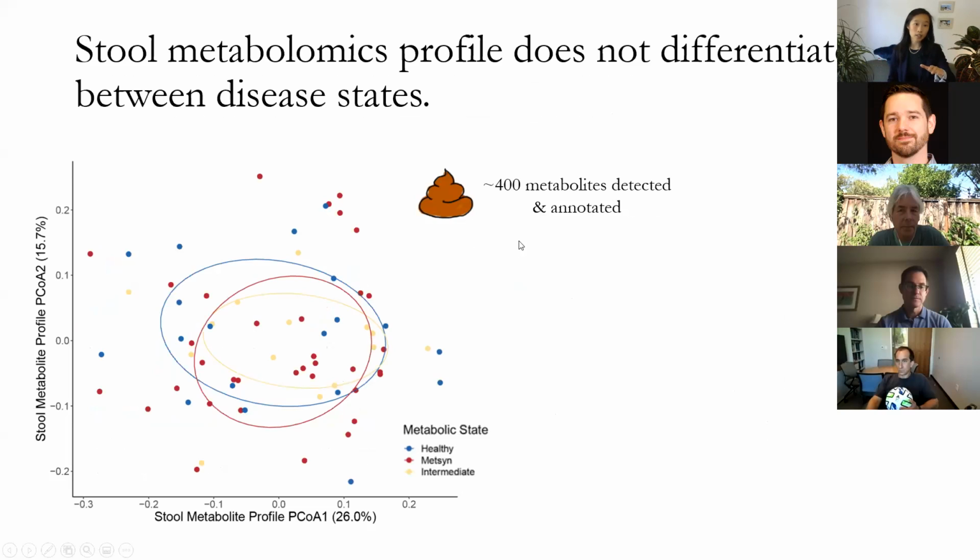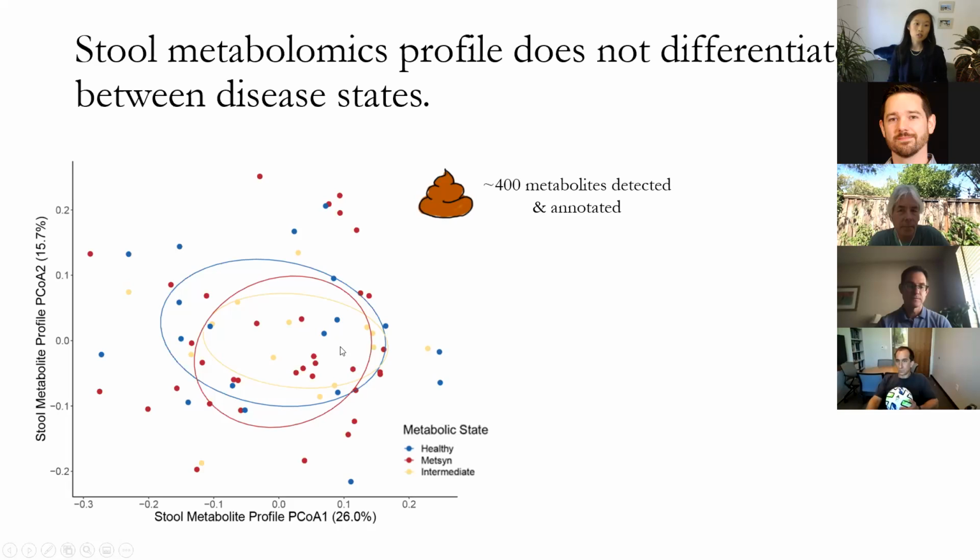So this is a PCoA plot. There are 400 metabolites. I can't show all of them on one plot, but what we did is squish them into 2 axes. The only thing you need to know about these plots is that each dot is a person and their color corresponds to the metabolic disease state. The closer the points are to each other, the more similar they are.